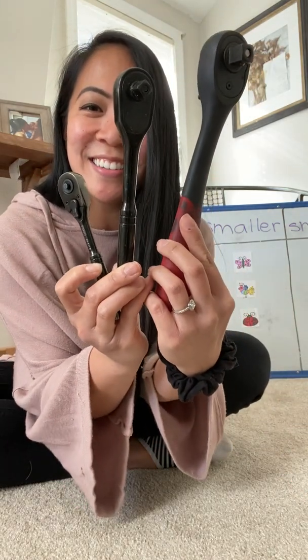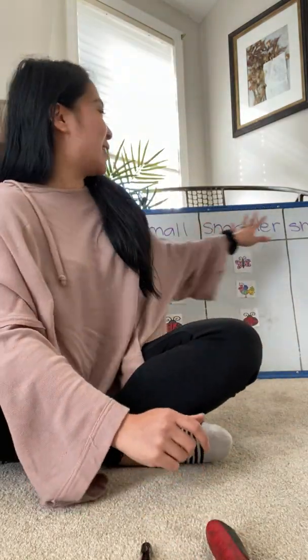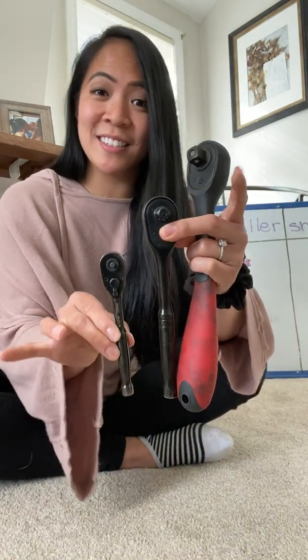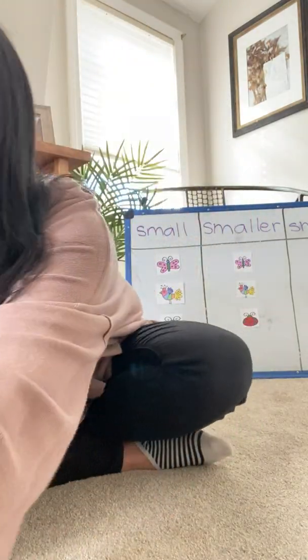I have this big wrench. Here's another bigger wrench. And I have the biggest wrench. Okay? So like I said, you can do small, medium, large. And then we can also go back to this one when we talked about small, smaller, smallest. Okay? So those are some wrenches.